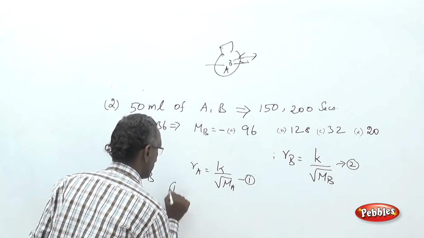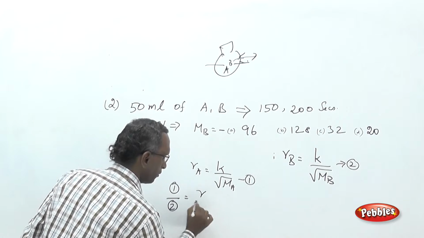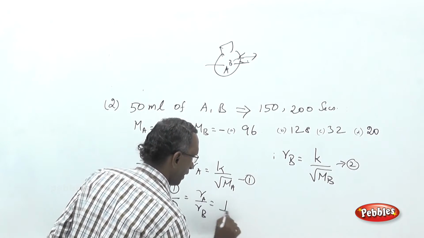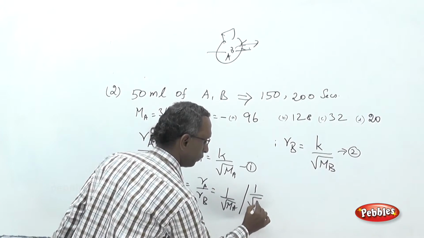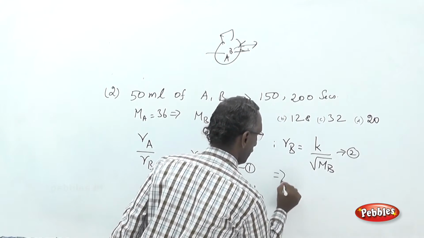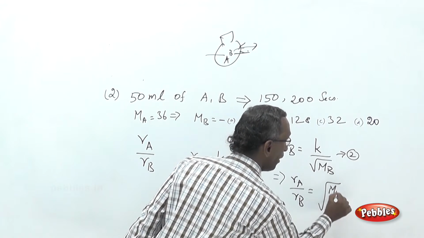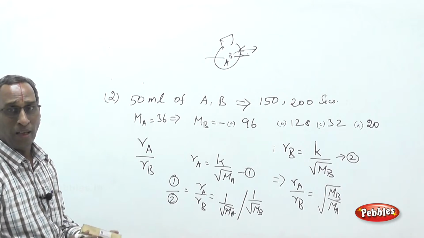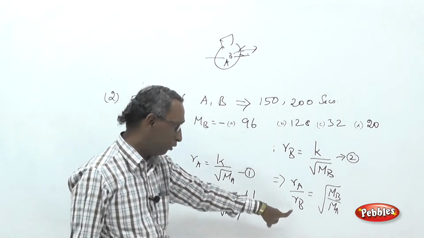So equation 1 divided by equation 2. On the left side you divide RA by RB. On the right side, 1 by root of MA divided by 1 by root of MB. So RA by RB equals root of MB by MA, inversely proportional. The denominator goes to the numerator, MB by MA. So this is just the application of Graham's law for the individual gases, and you have to note down the net result.